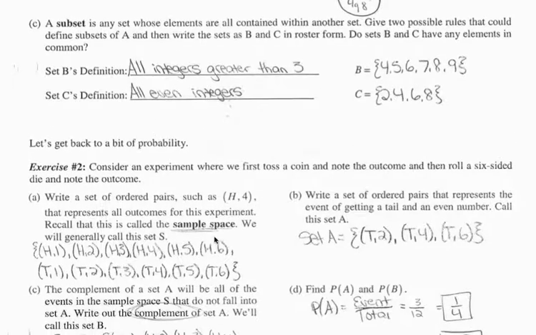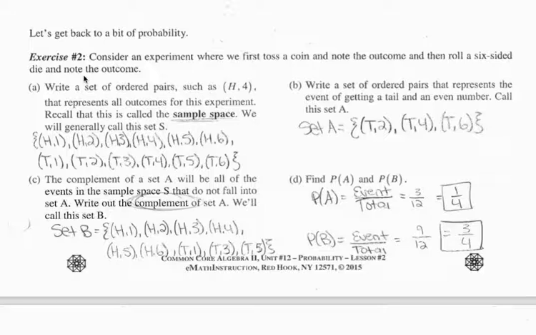So now we're going to get back to a little bit of probability with exercise number 2. Consider an experiment where we first toss a coin and note the outcome. And then we're going to roll a 6-sided die and note the outcome. That means we're going to record it. So part A states, write a set of ordered pairs such as H, 4. This represents a heads and then a 4. So that represents all outcomes for this experiment.